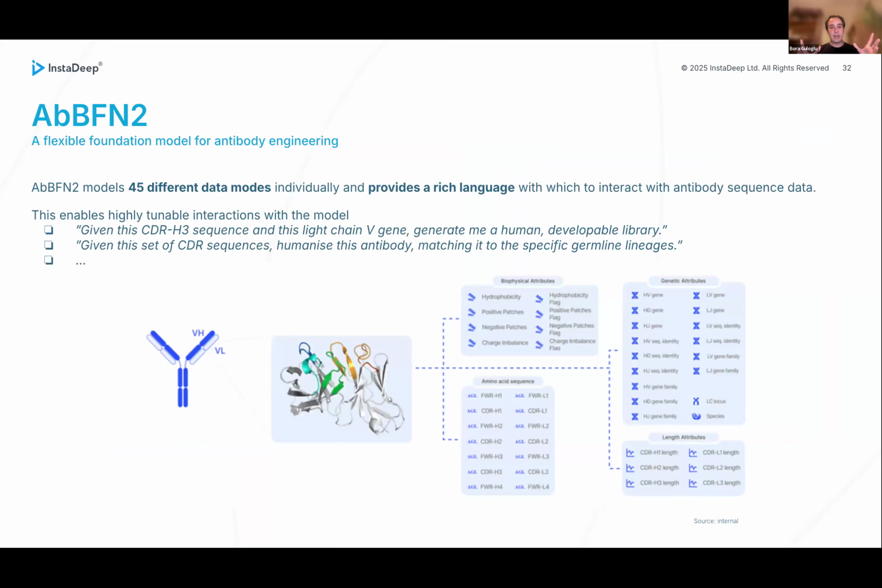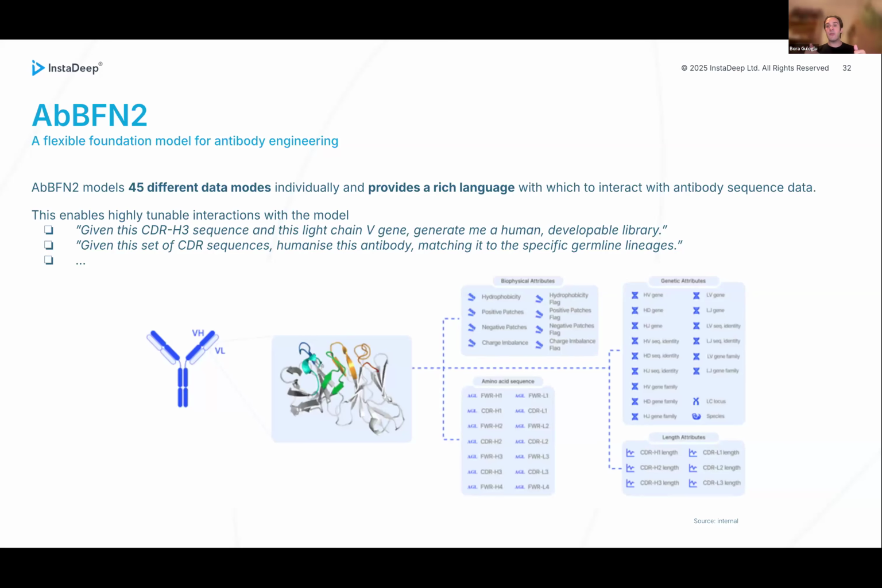Concretely, what that looks like is we've taken the antibody and we've broken it down into these 45 data modes, we call them. These span the sequence of the antibody. Mind you, we're working with paired sequences here. So that we break down into the CDR loops, those are the colored bits in that diagram there. They're the really important bits for binding. And then also the framework regions, those are the grayed out regions.